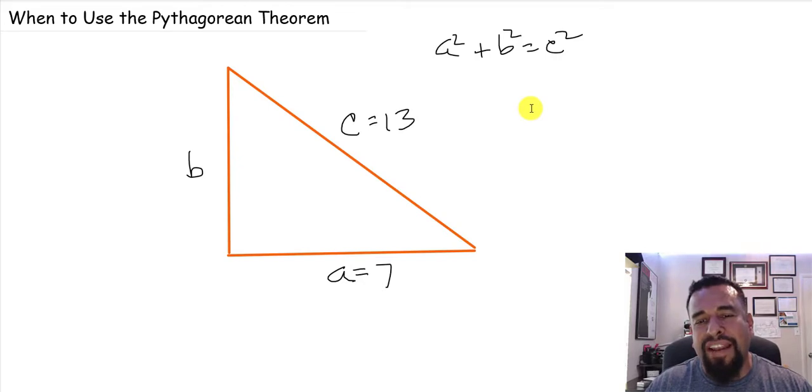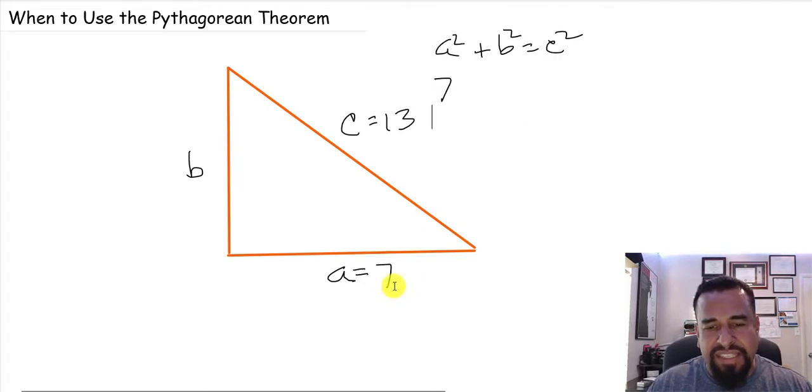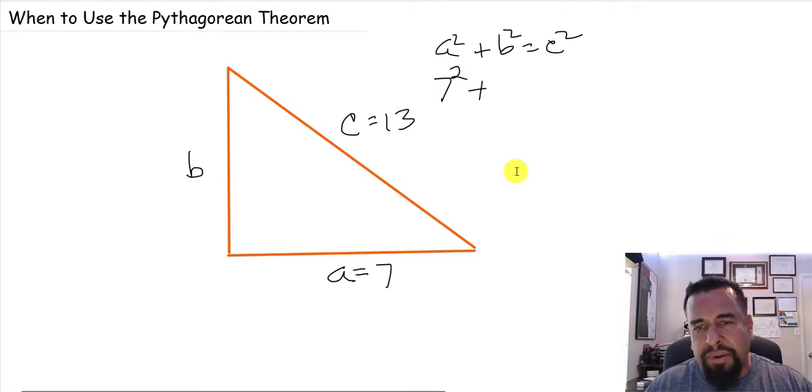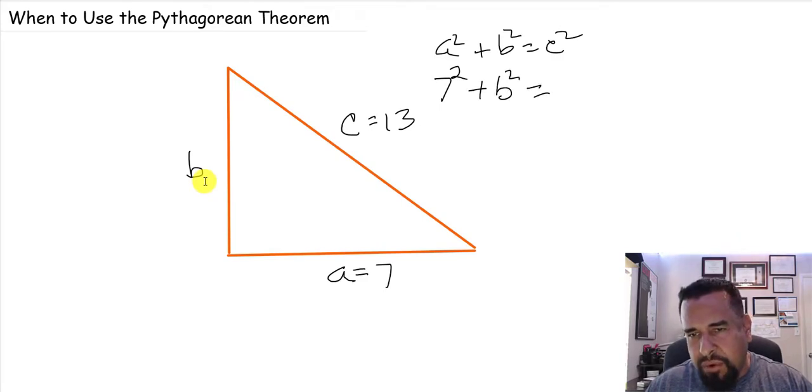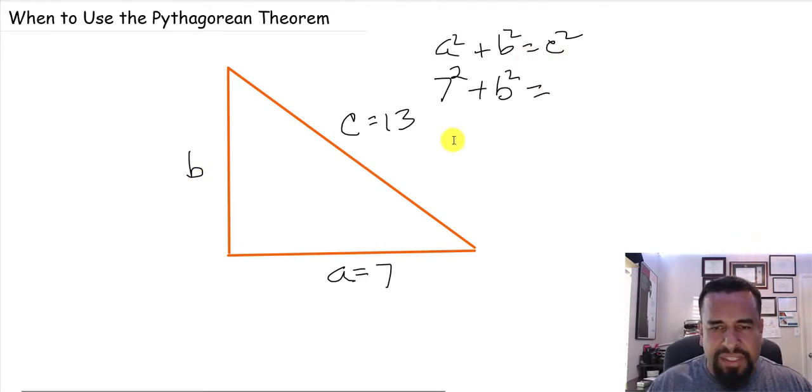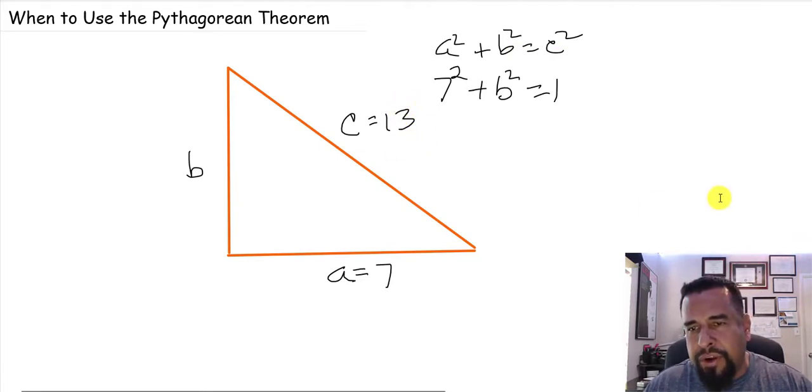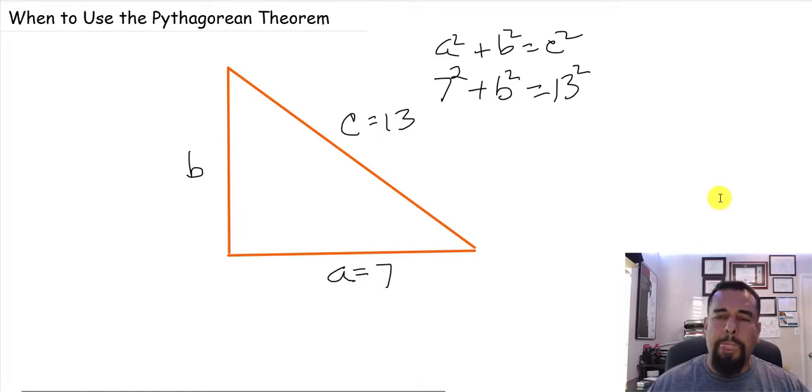All right, so we got 7, right? I'm taking that 7 for a, putting it here, and remember to add the exponent, bring down your plus sign. b does not have a value, so I'm just going to rewrite that. b squared equals, and this time c squared does have a value. It is 13. So we're going to put 13 squared.